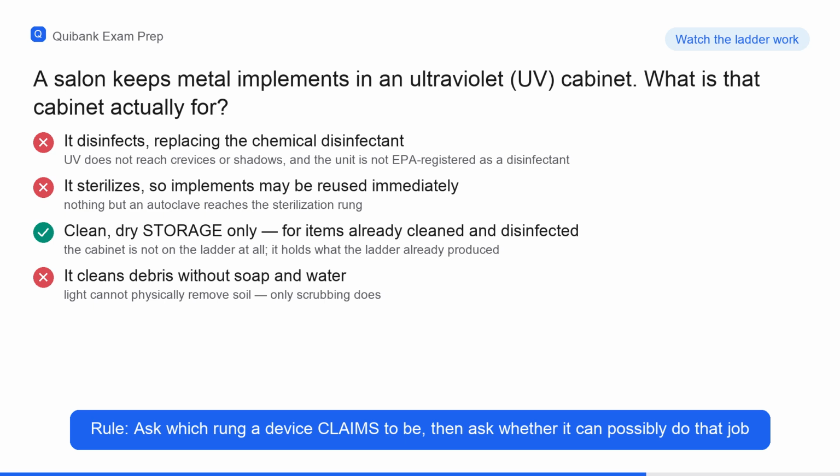All 3 are wrong for the same reason. The cabinet is not on the ladder at all. Ultraviolet light does not penetrate crevices, shadows, or any soil sitting on the implement, and the units are not EPA registered as disinfectants. Option 3 is correct. A UV cabinet is only a clean, dry storage container for implements that were already cleaned and disinfected.